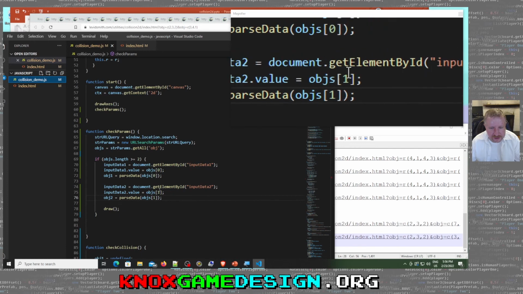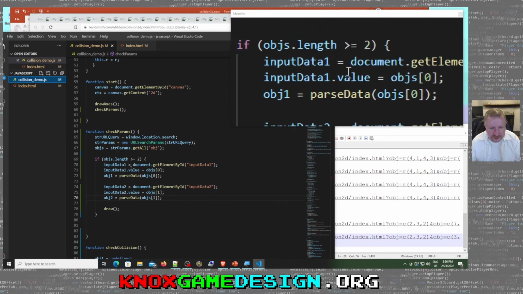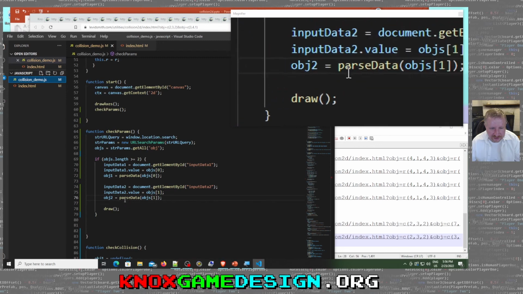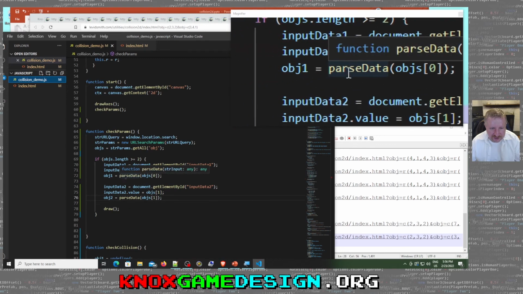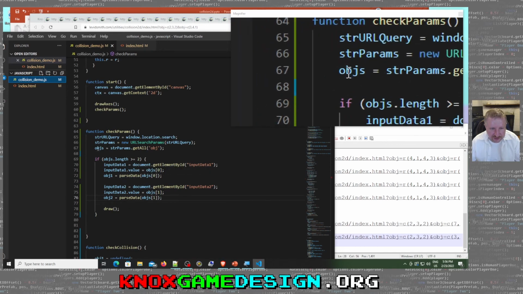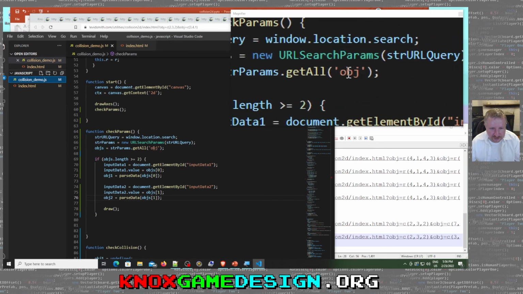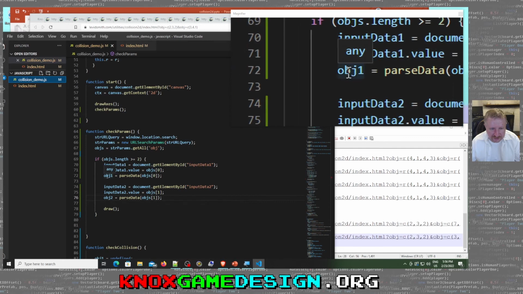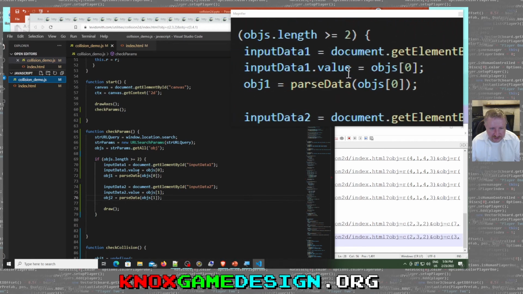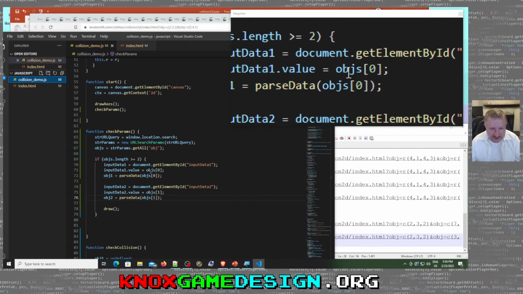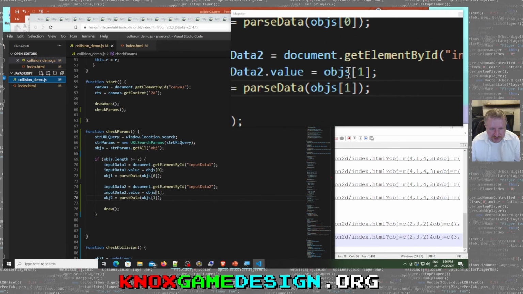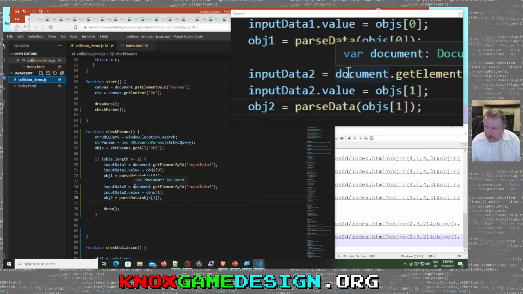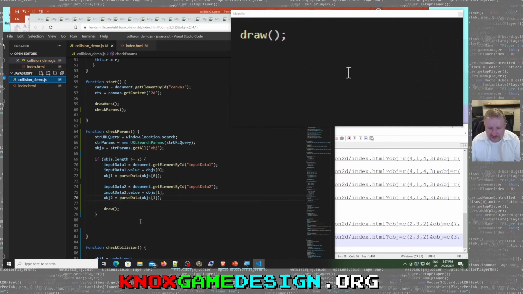Actually, yeah, so basically setting those to those two text fields right there. We're getting the values from parse data, then the OBJs is where we loaded those two objects into. So that gives us our data right there, and then set those input values to OBJS 0 and OBJS 1. So if you only have one object defined, then it doesn't display anything.